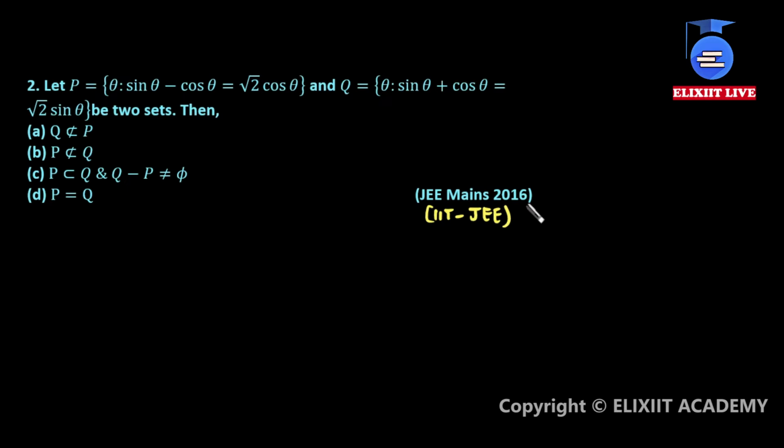Solve this. Just a second, I'll just come. You will try to solve this. A set P is given. Set theory question. Set theory and trigonometry mixed up. P is given, Q is given, and these options are given. Solve this. Take around 3-4 minutes to solve this.